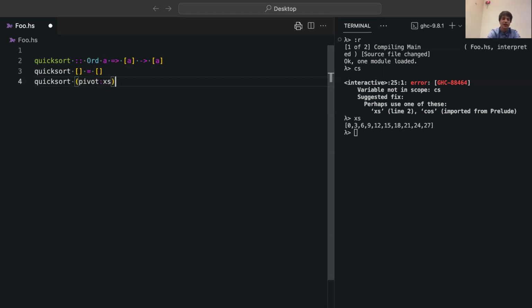Cool. Okay, so this is the generalized case. I'm going to pull out a pivot. How do I collect all elements that are less than the pivot? List comprehension. Yes. X such that X is drawn from Xs and X is strictly less than the pivot. Okay. Then how do I get all the elements that are larger than that? Well, same thing.